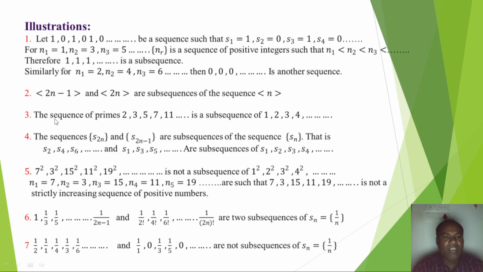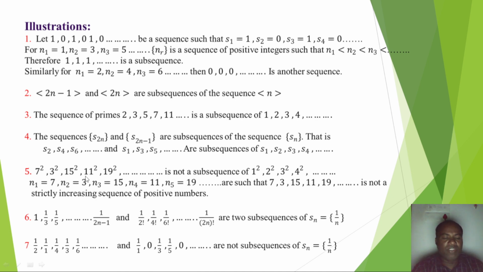In 3, the sequence of primes 2, 3, 5, 7, 11 is a subsequence of 1, 2, 3 for natural numbers. Number 4, the sequences S2n and S2n minus 1 are subsequences of the sequence Sn. That is S2, S4, S6 and S1, S3, S5 are subsequences of S1, S2, S3, S4 and so on. Here the even number sequences and odd number sequences are subsequences of natural numbers.